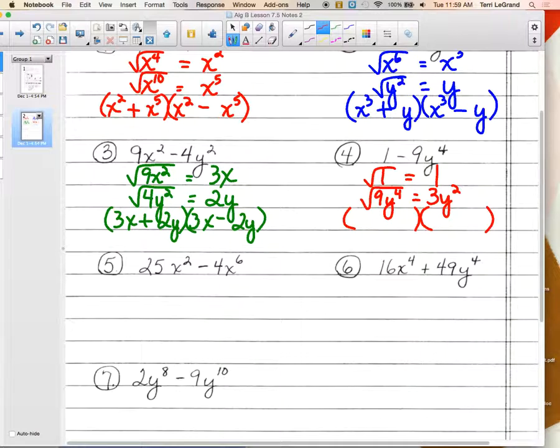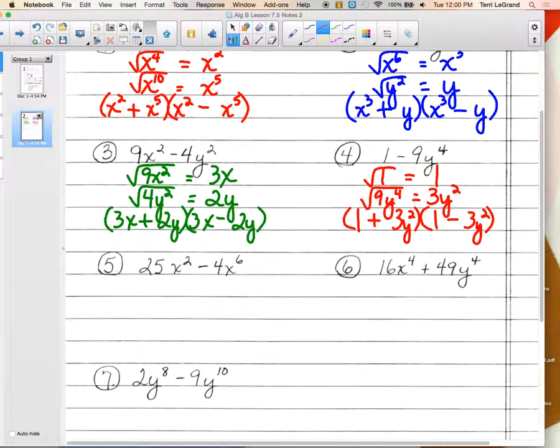So both factors are going to start with 1. Both factors are going to end with 3y squared. Good job, way to come through. And one's going to have addition, the other's going to have subtraction.